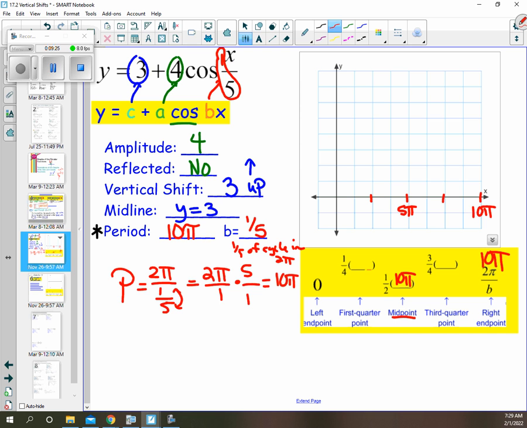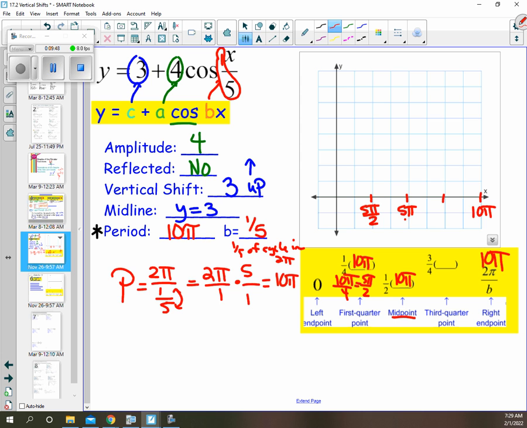And then we can do our first quarter. Well, that's going to be a quarter of the 10 pi. Another way to think of that is half of the 5 pi. Well, what's half of 5 pi? Well, it's 5 pi over 2. So you can just do half of that middle, or again, just do your scratch work. So 10 pi over 4, and then you can reduce, right? That would be 5 pi over 2. It's the same thing. In other words, 2.5 is half of 5.